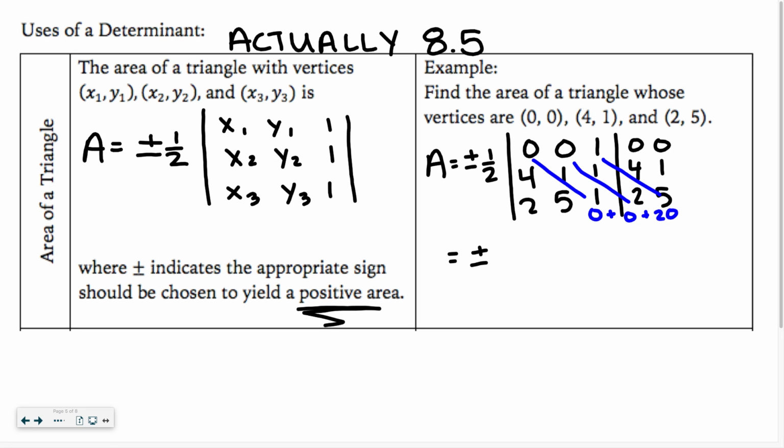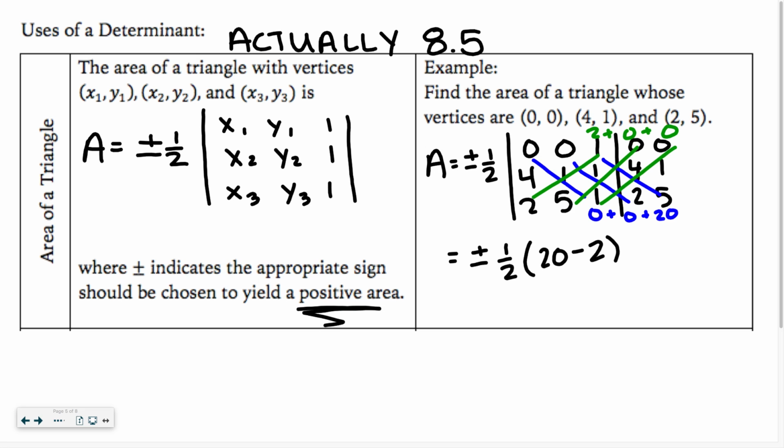So this is plus or minus 1/2 times 20 minus 2 plus 0 plus 0, that's 2. I'm multiplying on the diagonals, right? And then I'm adding up the product of those diagonals. So when I did my green ones, 2 times 1 times 1 is 2. 5 times 1 times 0 is 0. 1 times 4 times 0 is 0. That's how I'm getting those numbers. And then I add them up.